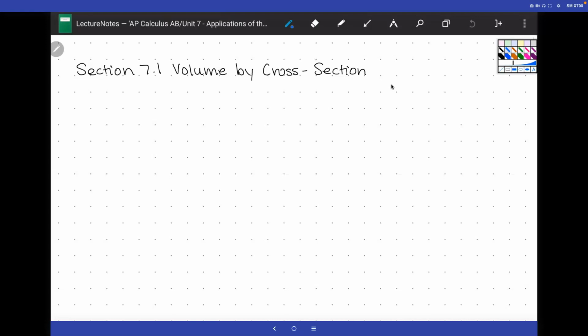All right. Volume by cross section. So now we're going to look at 3-dimensional solids. And this is why it gets a little tricky to visualize. And I apologize, I'm not the best artist either. So we'll do our best, though. Before we do volume by cross section, though, let's talk about prisms.